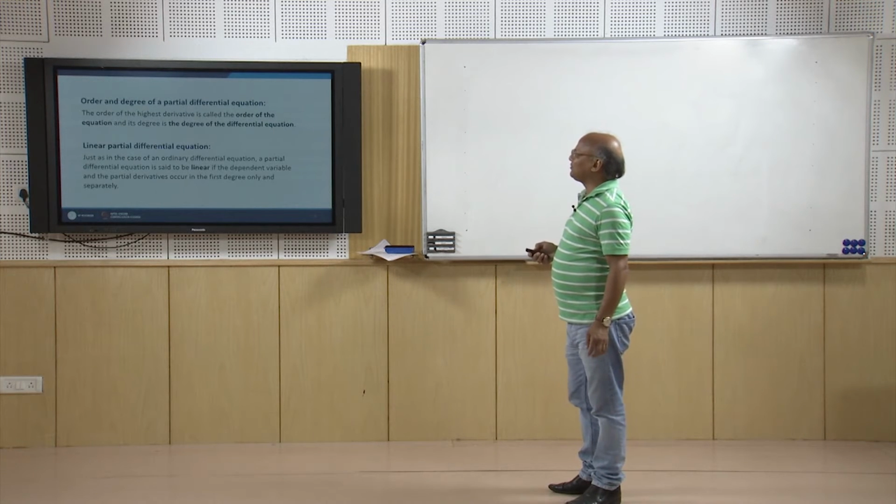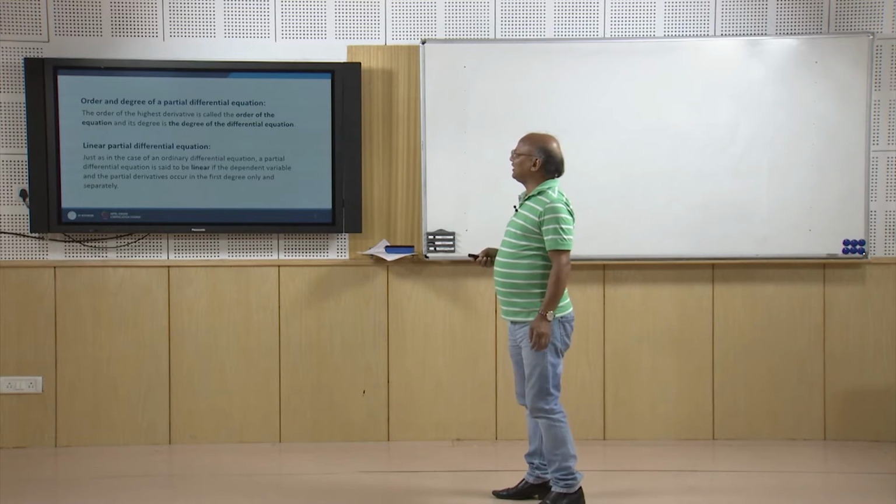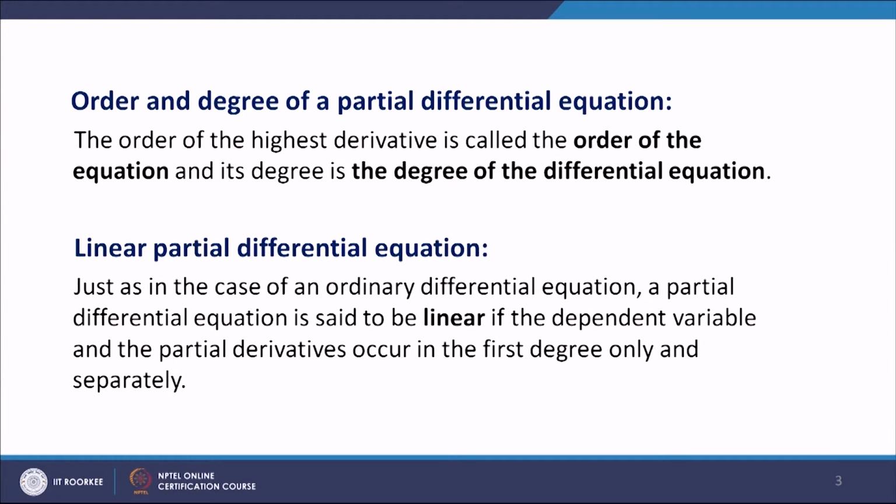The order and degree of a partial differential equation are defined as follows. The order of the highest derivative that occurs in the differential equation is called the order of the partial differential equation, and the degree of the highest order derivative is defined as the degree of the partial differential equation.